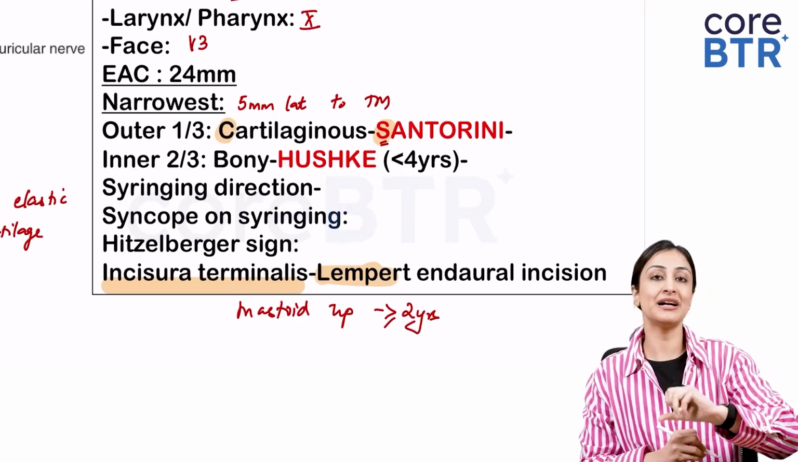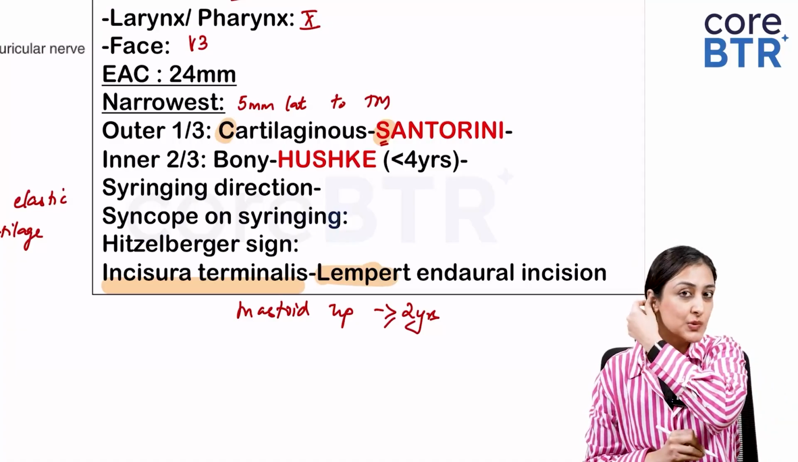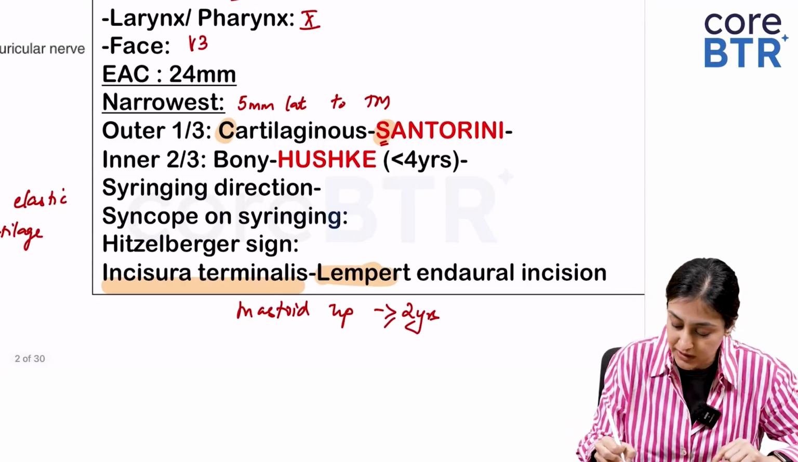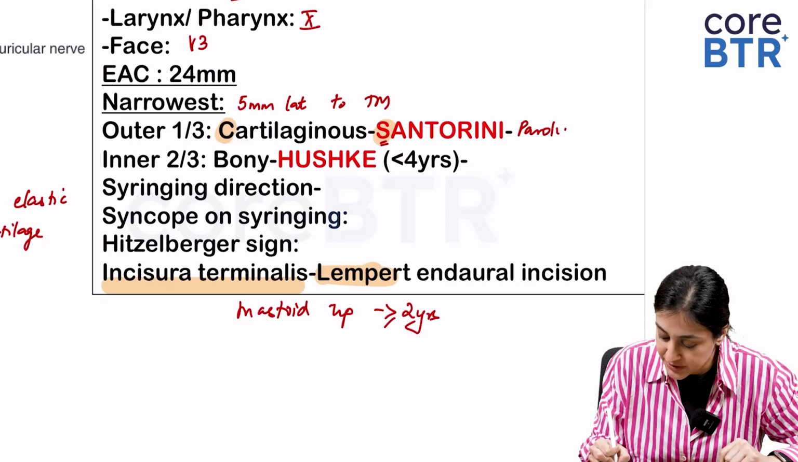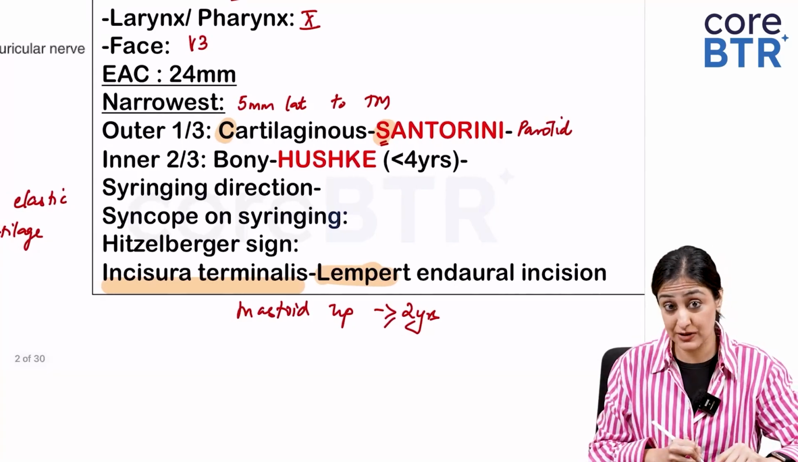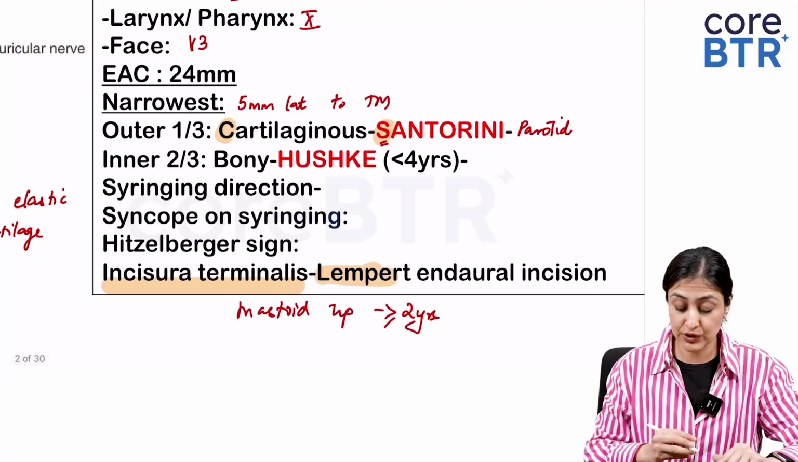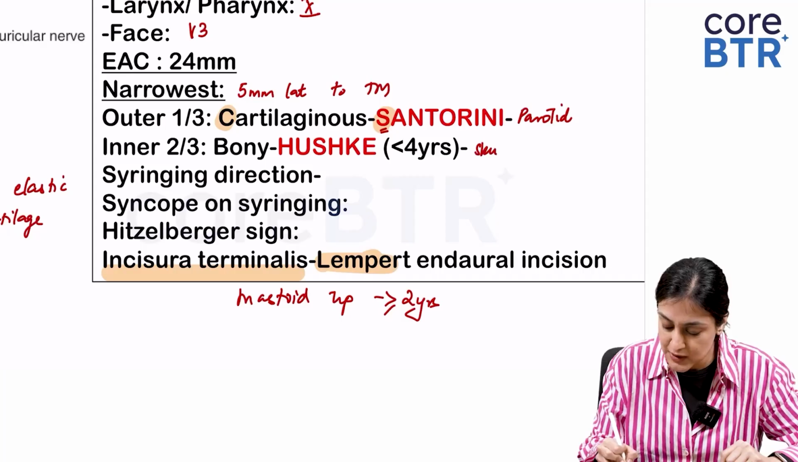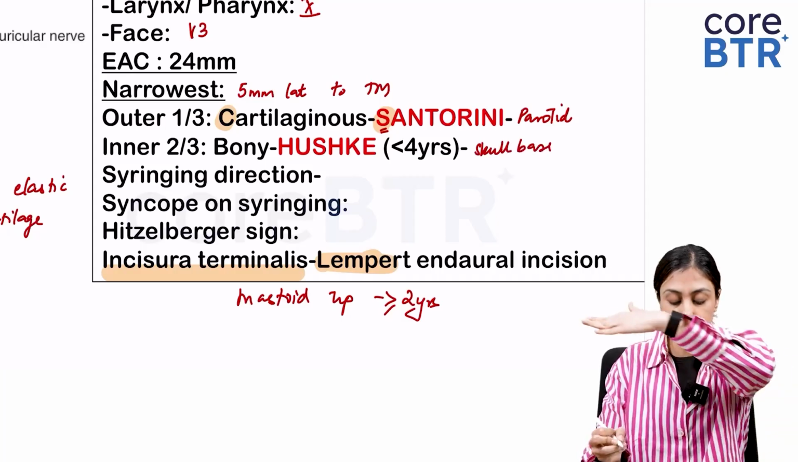So the outer part, which is cartilage, communicates with the pinna. So the fissures of Santorini, and these are what communicate with the parotid, right? So they are communicating with the parotid. Whereas in the inner two-thirds we have the foramina of Huschke, which communicate with the skull base. So they communicate. So what is the bony plate? That is the tegmen tympani, right?